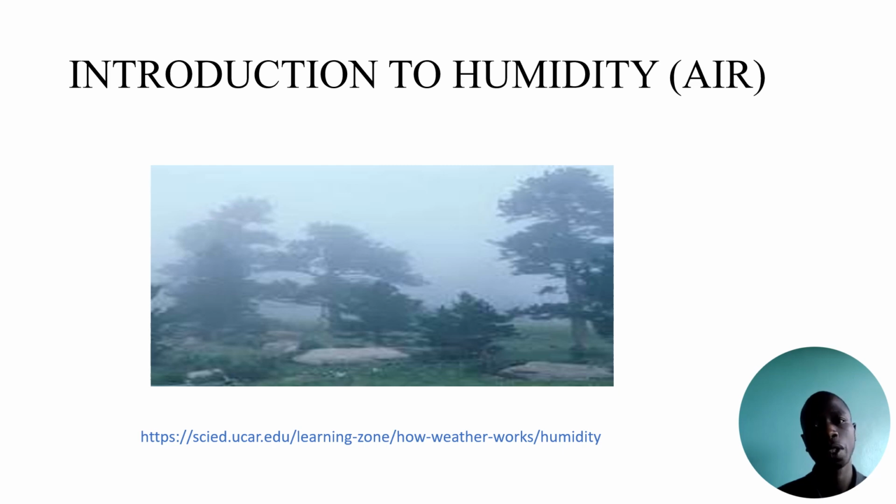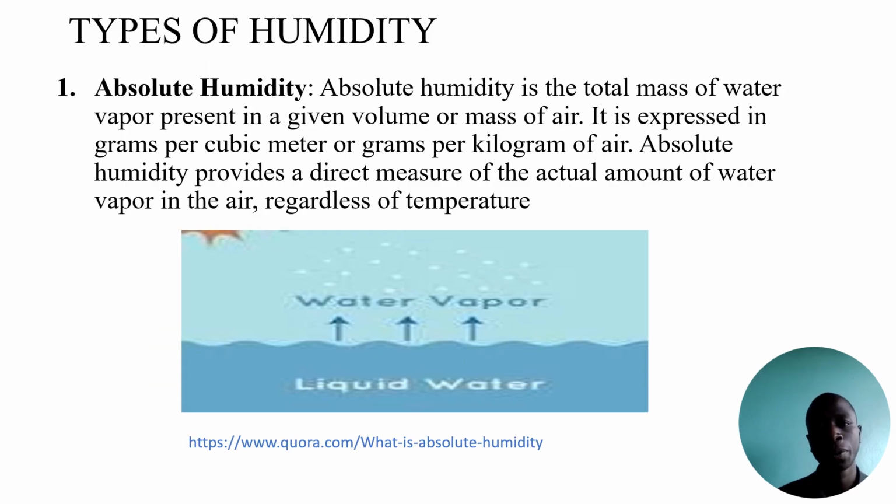We see another picture which shows the humidity in terms of air. As I said in the previous slide, you can't see humidity without the availability of air. That's why we call it humidity and we focus on humidity in terms of air. The next slide is about the types of humidity. We have different types of humidity and how they differ from others.